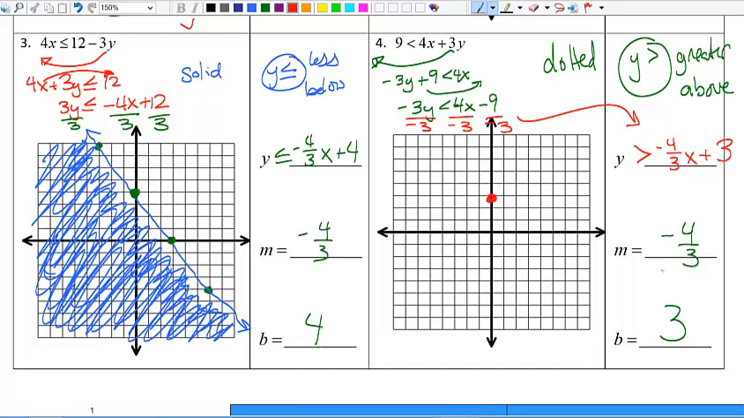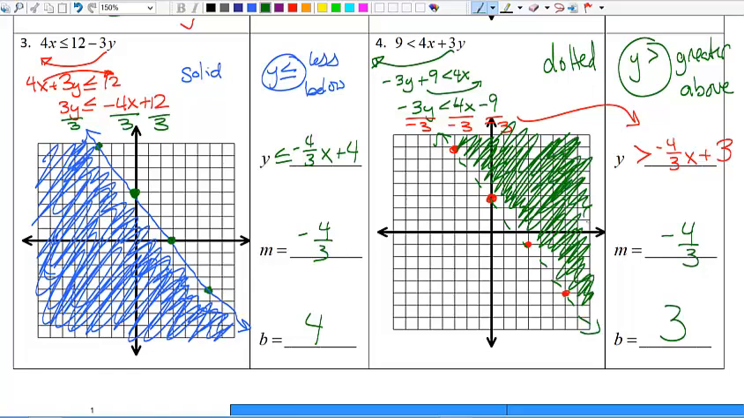My slope is negative 4/3, which is down 4, right 3. Or I could go up 4 and left 3. I've already decided that I'm going to have a dotted line, which means I can't include the line. And this says y is greater than, so I'm shading above the line. So anything in the shaded region, but not including the line, is a solution to this inequality.